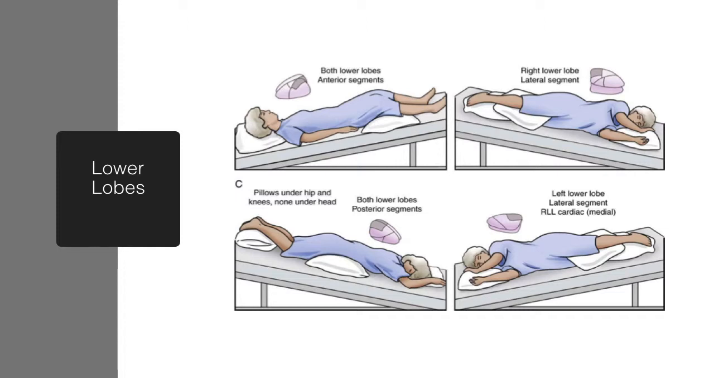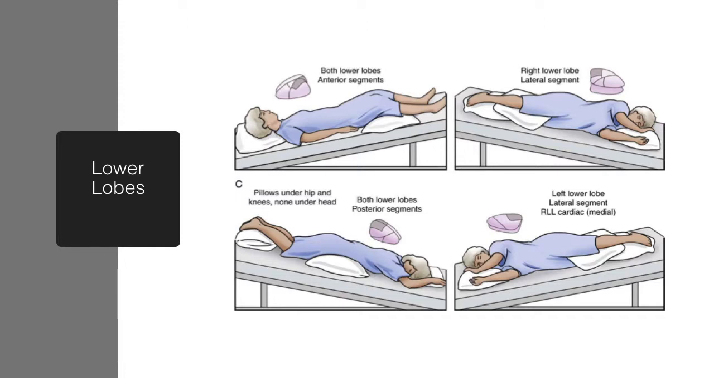Now for the lower lobes. So if you wanted to drain the anterior segments of both lower lobes, you would have them in Trendelenburg, so head down position, and they would just be laying flat on their back with a pillow under their knees and their hips in slight external rotation.